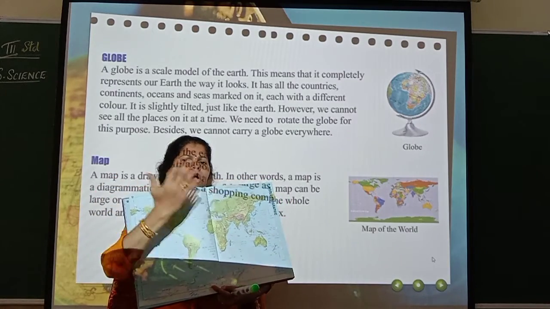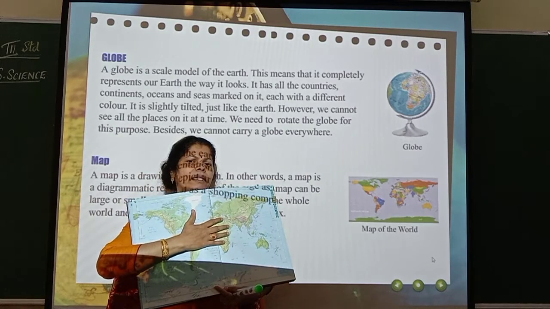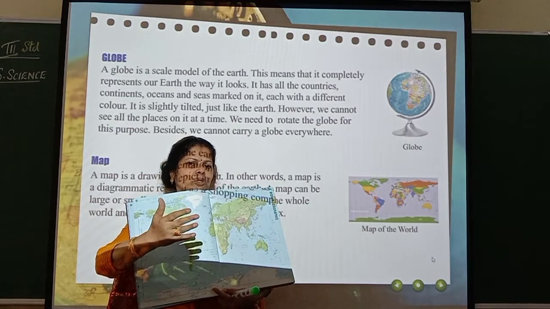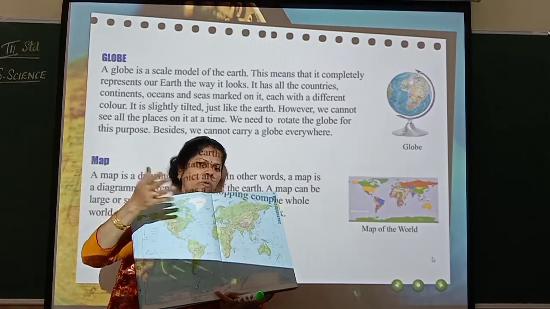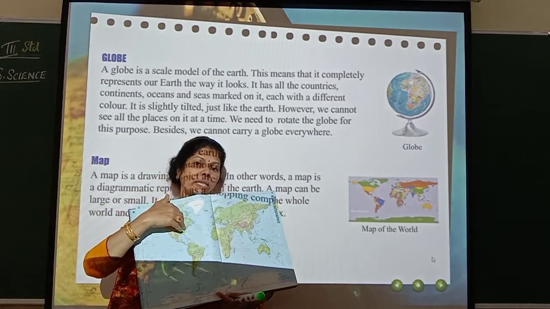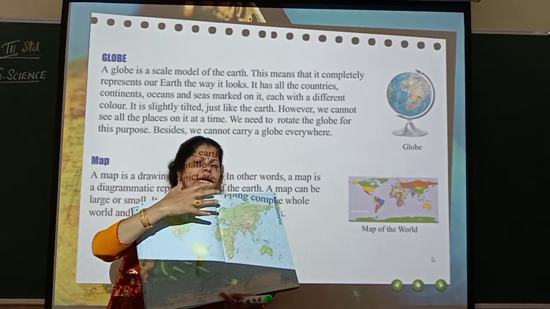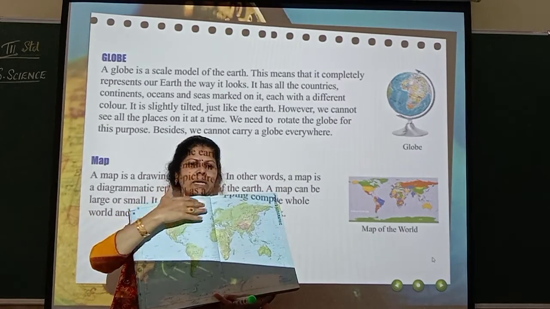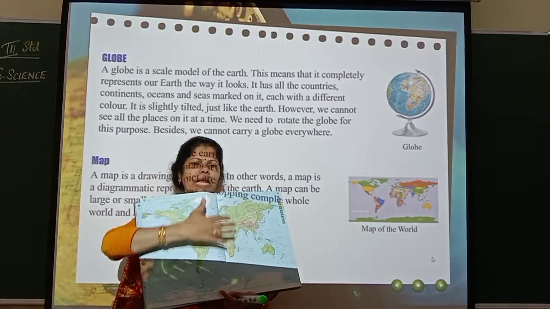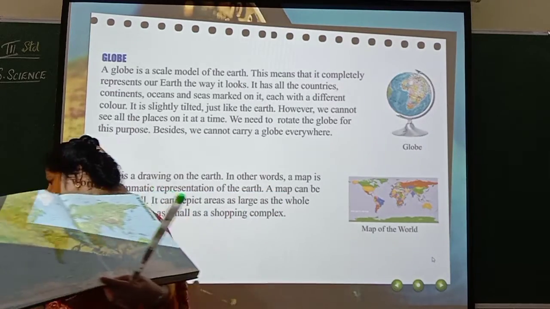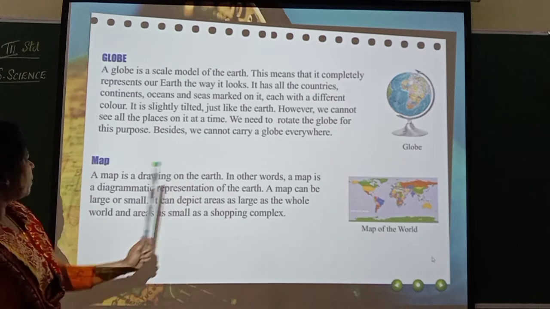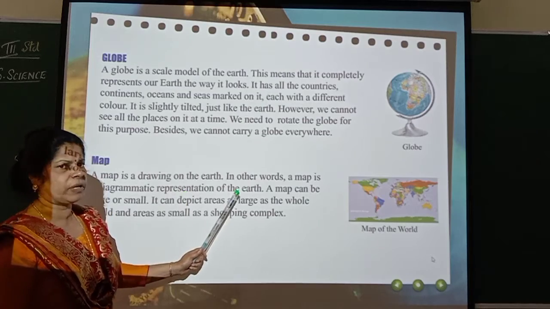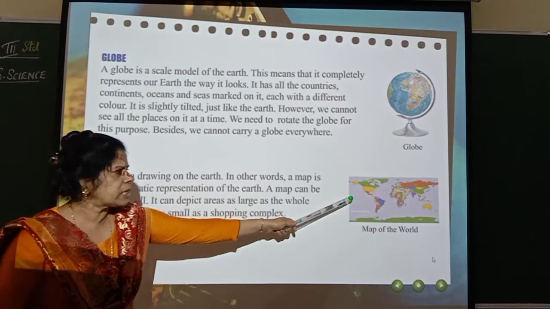I told you that when you go on turning, the part of the earth which is facing towards the sun will be daytime. Only that you can see. And behind that, opposite to that, we cannot see because it will be night time there. Because sunlight is not falling, it will be night. Did you understand? So, this way, my map looks like this. Got it? Now, a map is a drawing on the earth. In other words, a map is a diagrammatic representation of the earth. A map, you can see here.